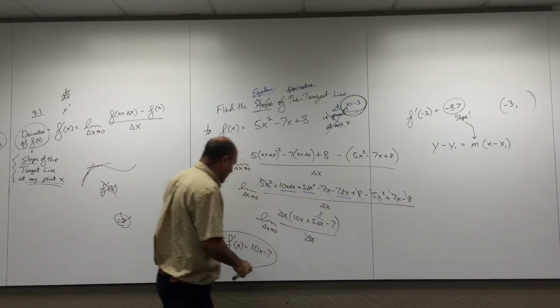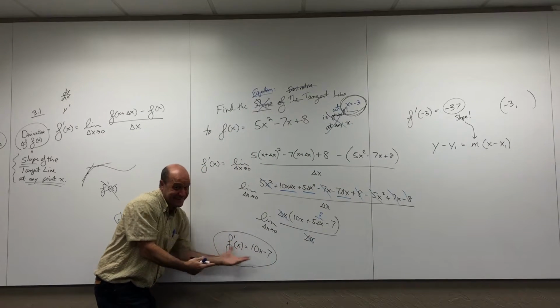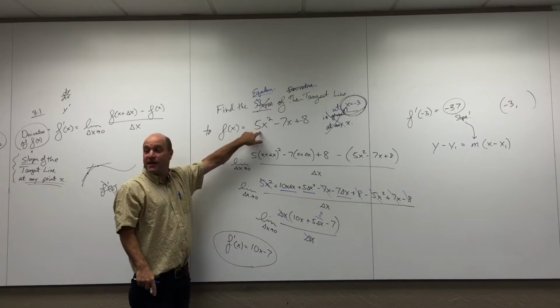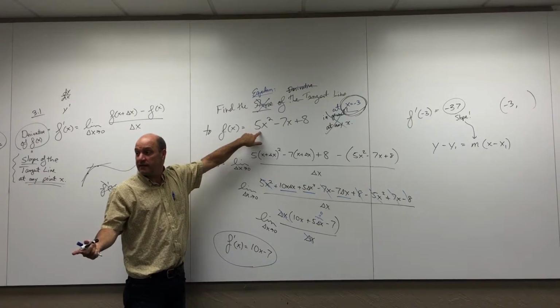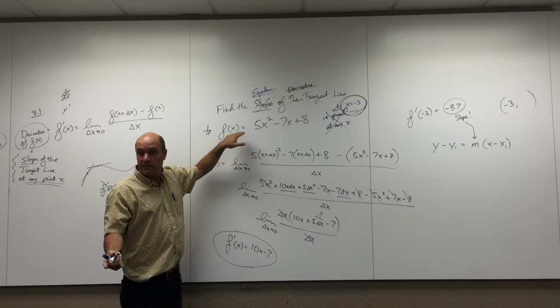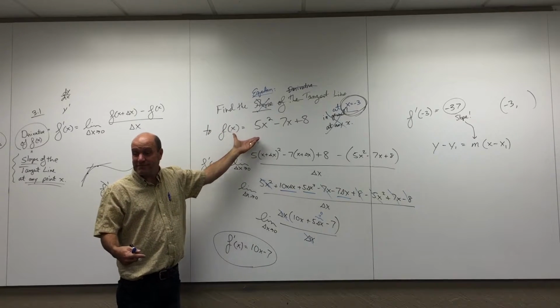So of course, when you plug negative 3 into this, you get the slope. This is the slope, the derivative. When you plug negative 3 into this, you get the y value that I need. If you've got an x and you need a y, you need the original function.